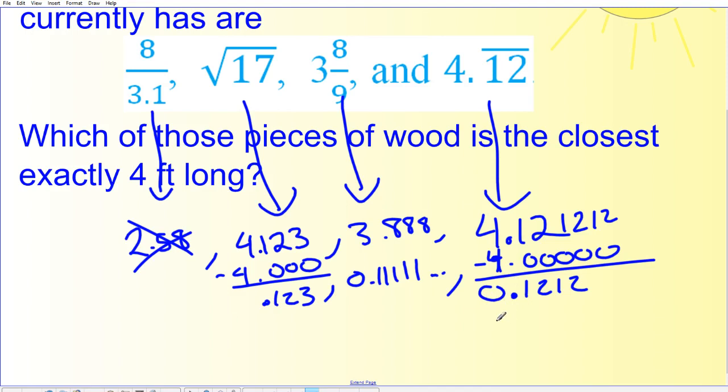So out of these 3 differences, which one has the smallest difference, the smallest change from that number to 4? The answer is this guy. That is the one that is closest to 4. The answer is the 3 and 8/9 is the closest to 4. These other 2 are awfully close. Not quite as close, though.